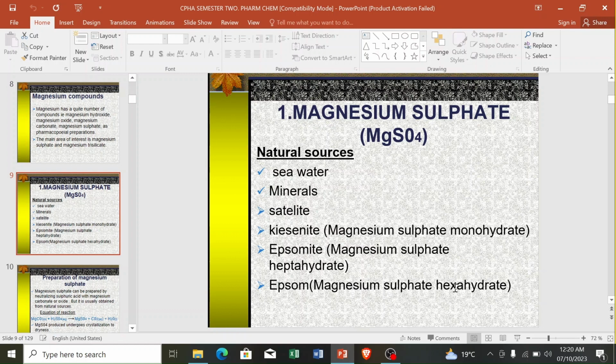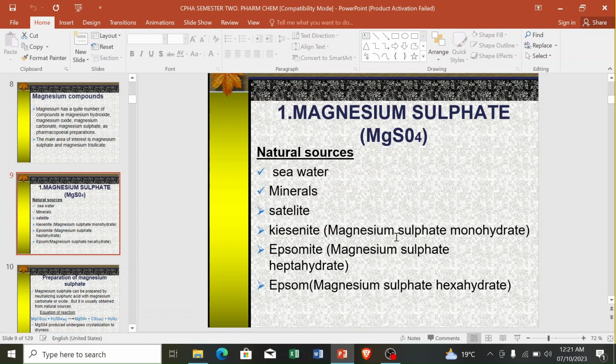A hexagon is a 6-sided polygon, so this one has 6 molecules of water of hydration. A heptagon is a 7-sided polygon, so it has 7 molecules of water in the compound. We are talking about water of hydration.